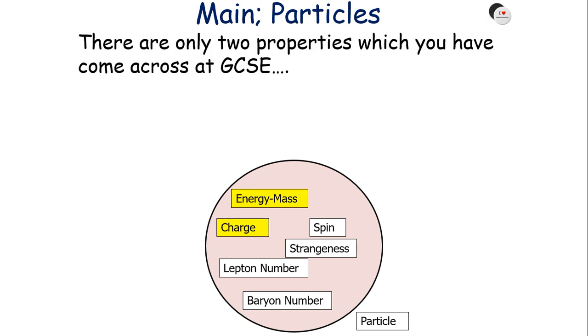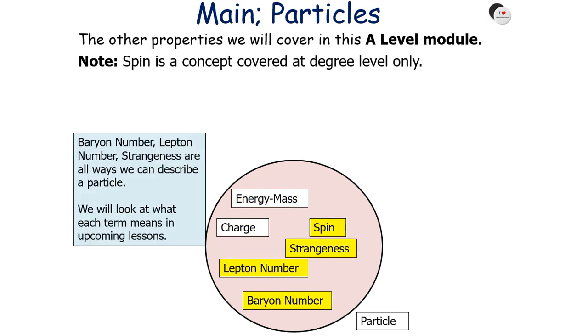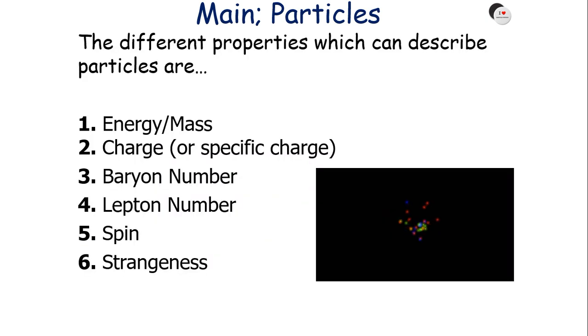Now there's only two properties that you've come across at GCSE: energy or mass and charge. The other ones, lepton number, baryon number, strangeness and spin, are all new concepts for A-level. Now, actually spin technically is a concept we cover at degree level, but the other ones you'll come across later in the course as ways to describe different particles. So the ways you can describe a particle are energy or mass, charge, baryon number, lepton number, spin and strangeness.